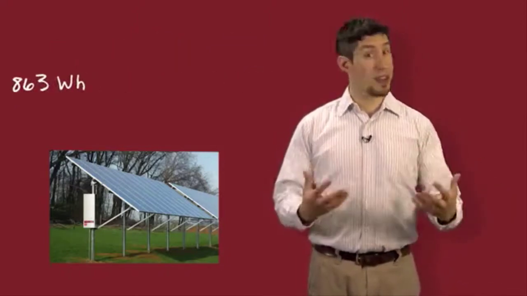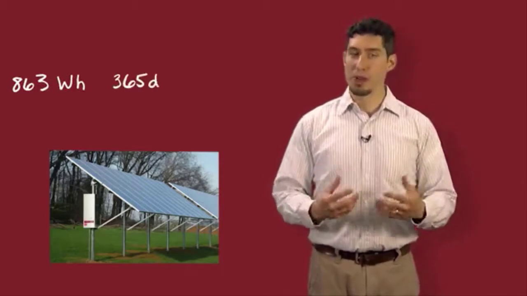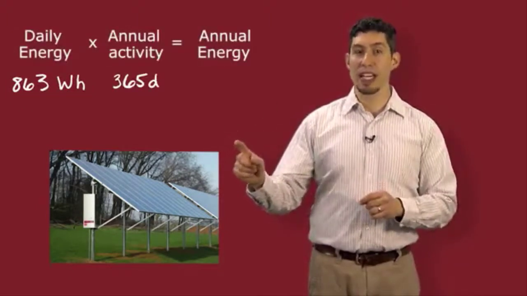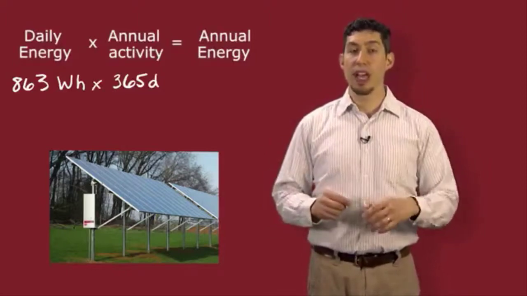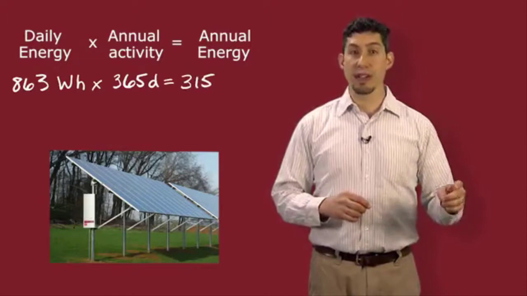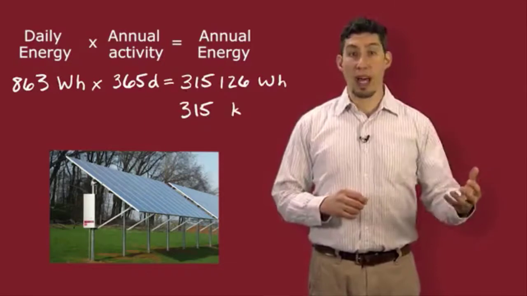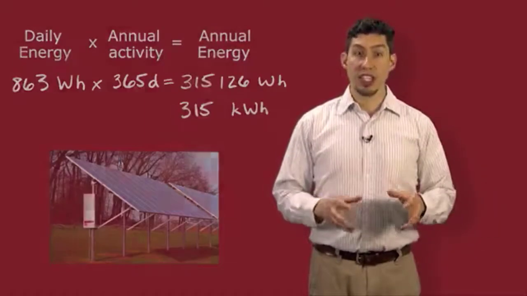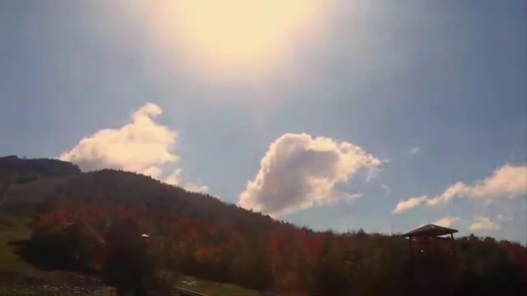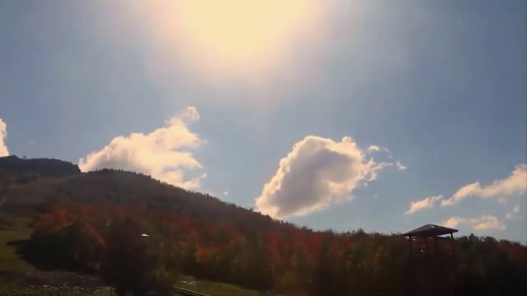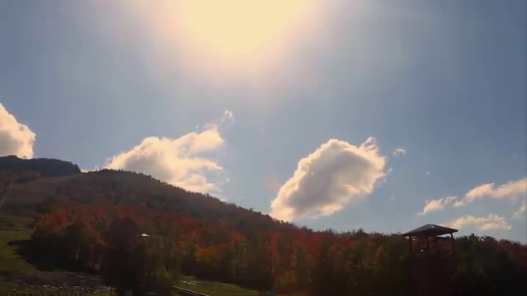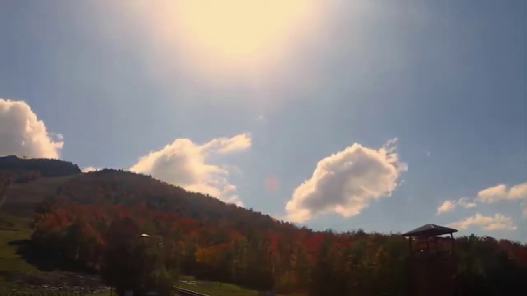And if it does that for 365 days per year, we multiply the 863 watt hours times the 365 days per year, and it produces 315,126 watt hours or 315 kilowatt hours. Our next challenge is to figure out precisely how much energy is actually hitting the Earth's surface so we can collect and convert that solar energy into solar electricity. That's going to be in future lessons on figuring out this actual sunlight level or insolation value.